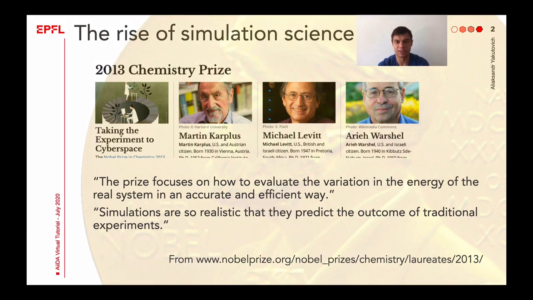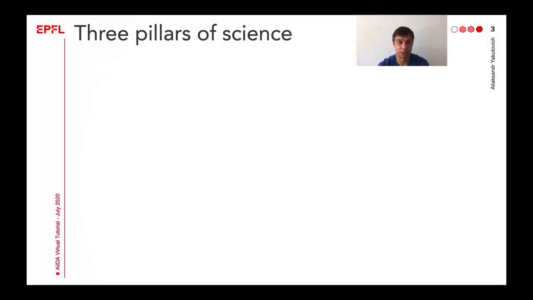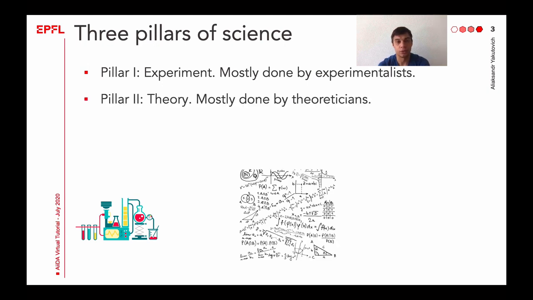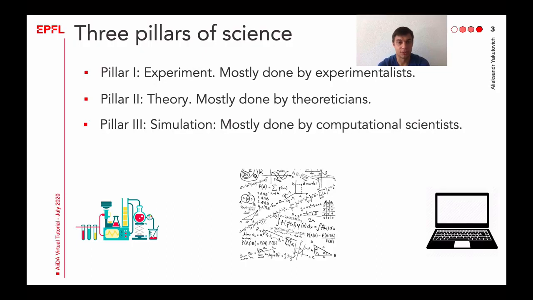And this is why we say that science today is based on three pillars. The first and the oldest one is experiment. Since early days, humanity was trying to see patterns in nature and try to reproduce them. The second pillar is theory. In order to understand those patterns that we see in nature, we try to build theoretical models that explain them. And the third pillar is simulation, the newest one, and these days mostly done by computational scientists.